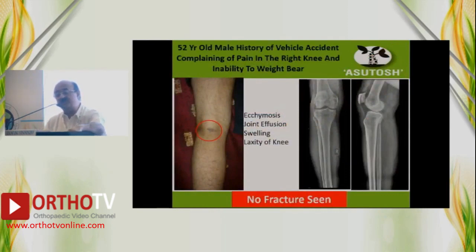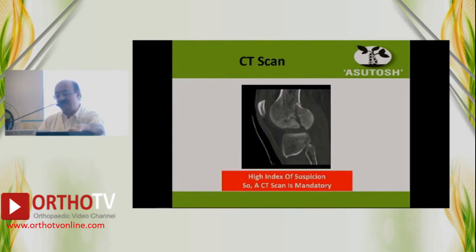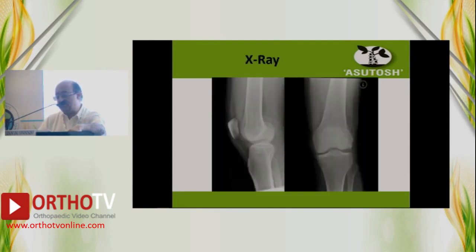Now this is a 52-year-old male, vehicular accident, pain in the right knee, some ecchymosis, some laxity, some swelling and no fracture seen. But a CT scan is mandatory whenever you have any suspicion, or even the slightest doubt. You should get a CT scan to rule out Hoffa's fracture.